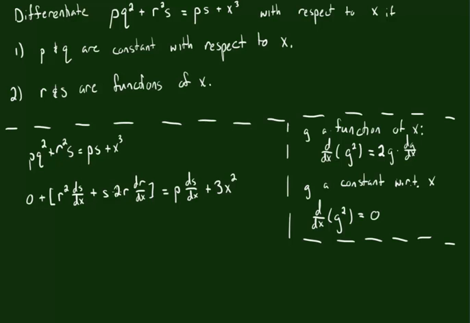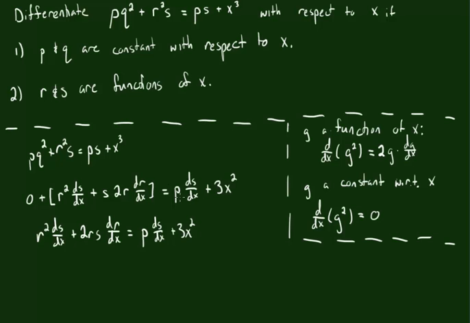You could certainly take this 2 and move it in front of the s and the r, and you could get rid of these braces if you wanted to. But really our answer here is just r squared ds dx plus 2rs dr dx is equal to p times ds dx plus 3x squared. And this is a relationship that holds, provided the first relationship, the original equation we gave, also holds.